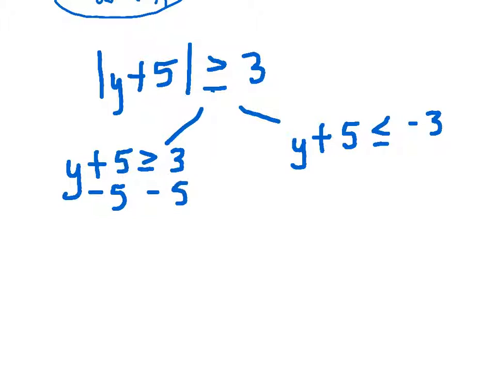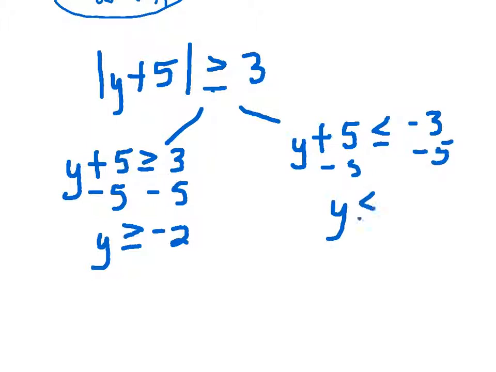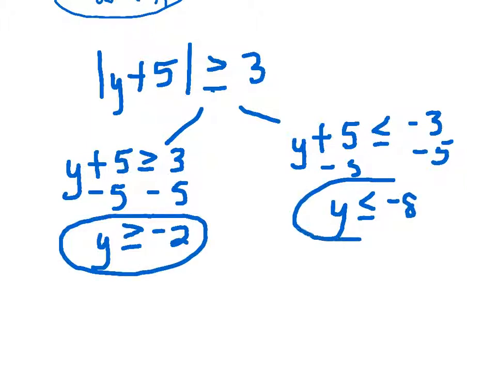So our last task is really just to solve these two inequalities, and that will be that. So when we subtract 5 from both sides on this one, we're going to get y is greater than or equal to negative 2. And when we go over to this one, again, we subtract 5. And we'll get y is less than or equal to negative 8. And again, greater than or equal to negative 2, less than or equal to negative 8, and those are the two solutions.